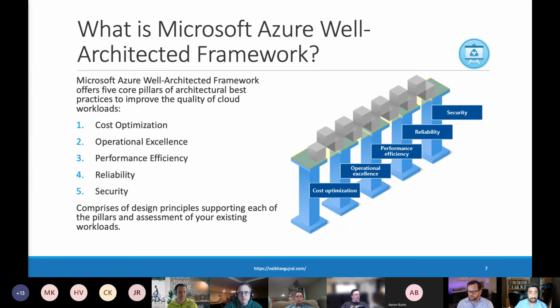Another important aspect of security is identity. We should secure our identities so that no one can really hack and enter our environment and cause damage or impact our overall environment. In the next few slides, we'll touch upon each of these pillars in depth.